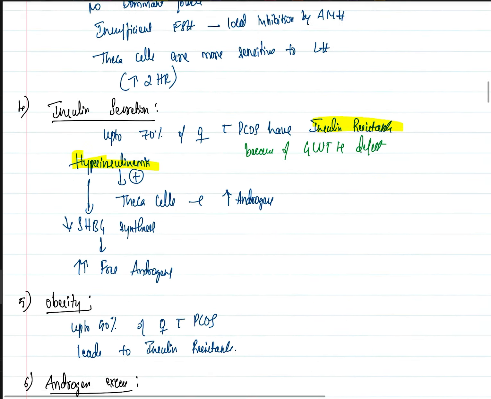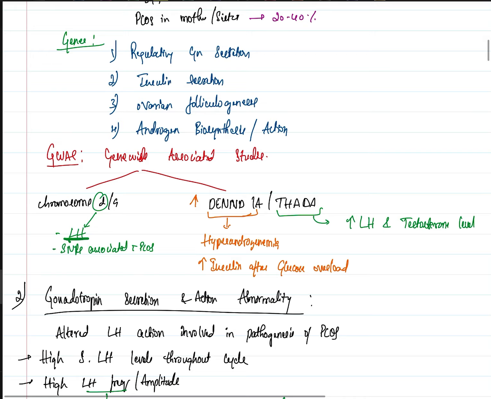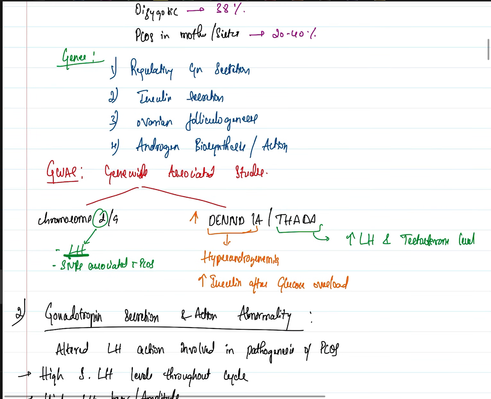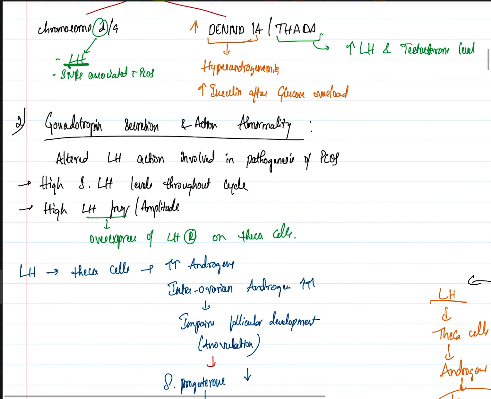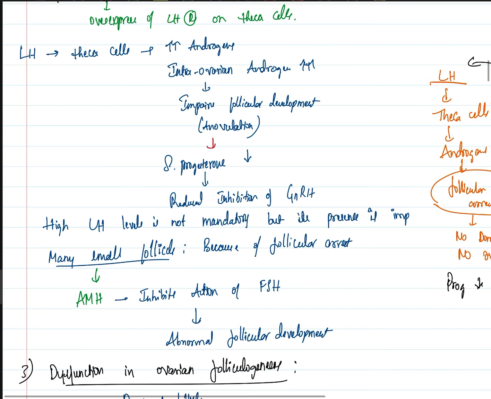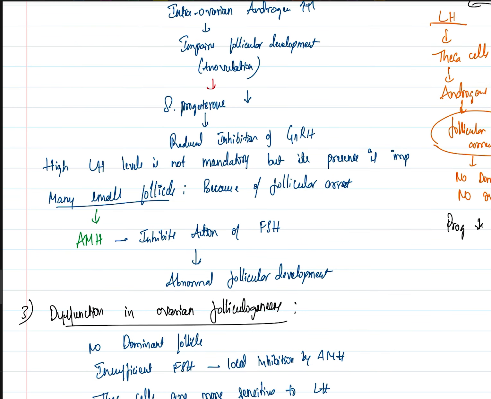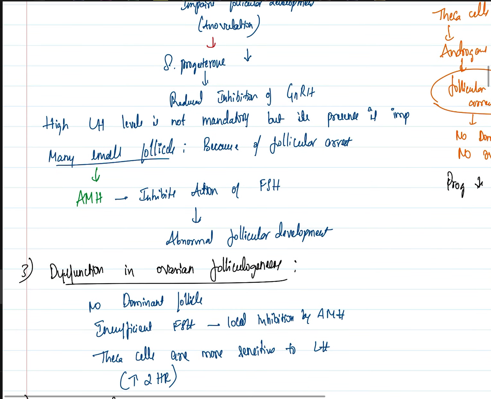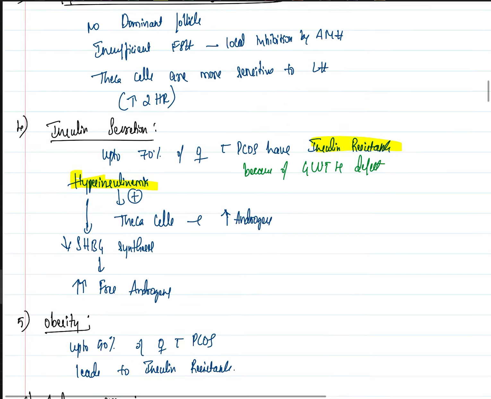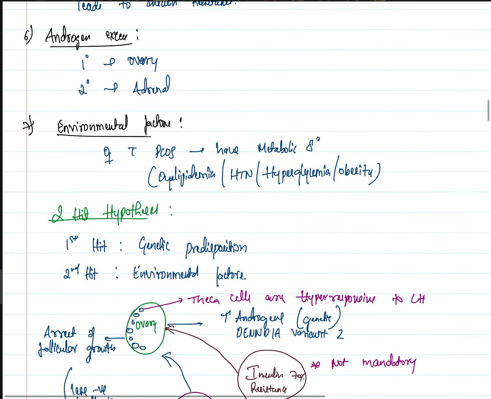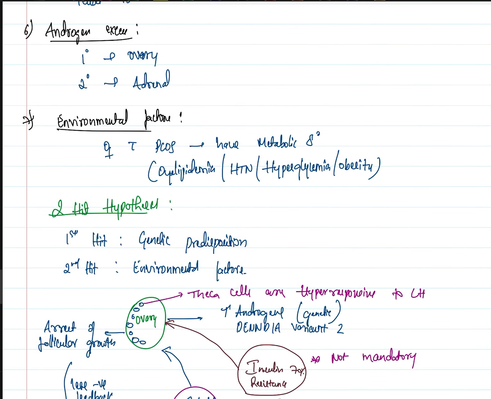So what are the things we are supposed to know in pathogenesis? One is genetic predisposition. Second thing is gonadotrophin secretion and action abnormality. Third thing is increased androgens, could be from your ovary or from the adrenals, or hyperinsulinemia and obesity, and dysfunction of the ovarian folliculogenesis.